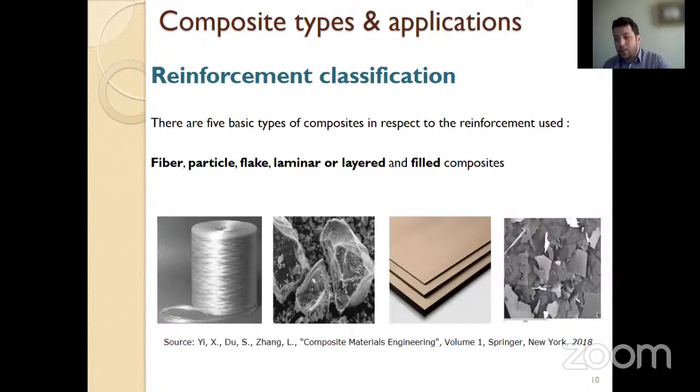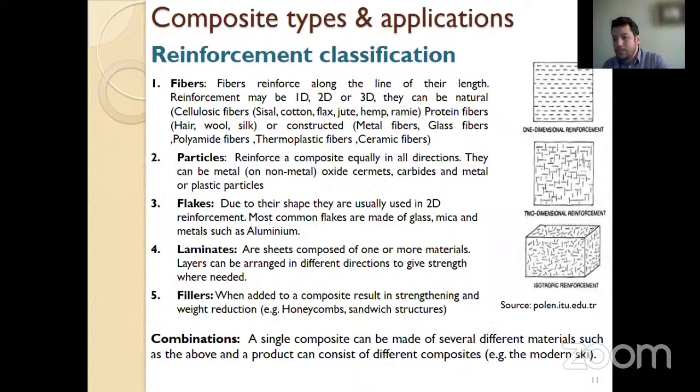So from the left to the right: glass fibers in roving form, as you can see, particles of 10 to 40 micrometer, flake of about 1 millimeter, and sheets of wood. And also fillers can be of any indefinite form. Other composite production also involved whiskers, which are small-sized monocrystals in form of roots. So we will talk in detail about these six types of reinforcements.